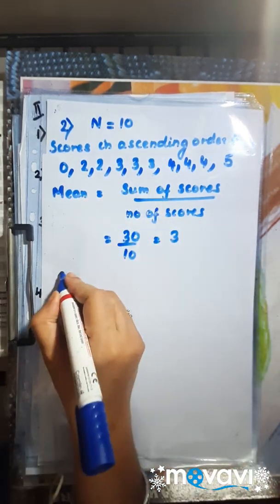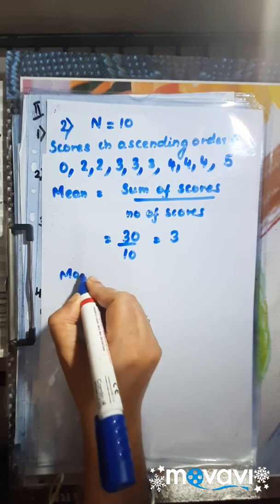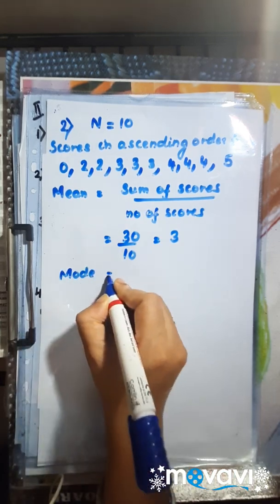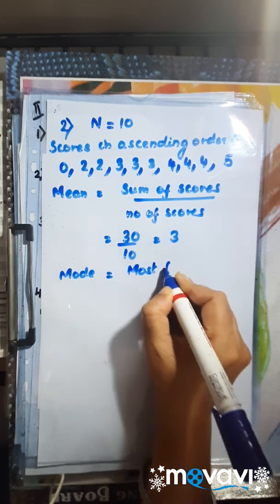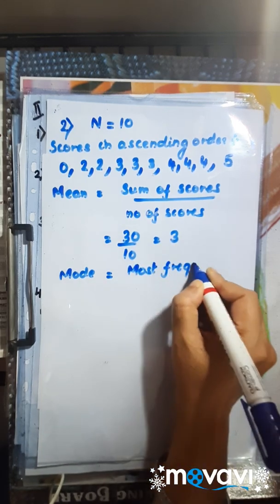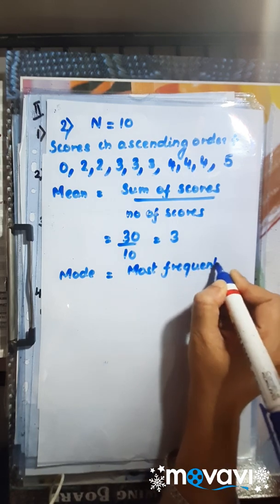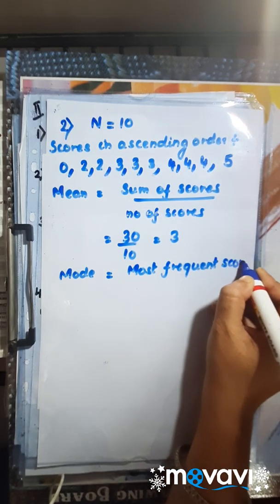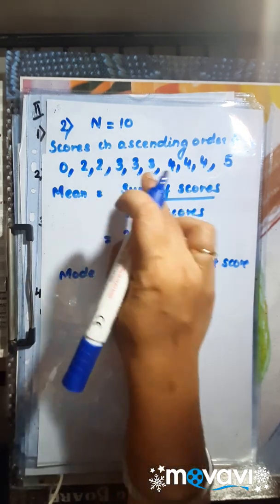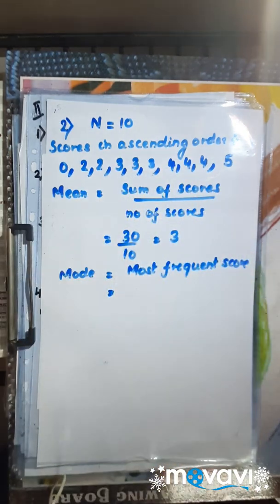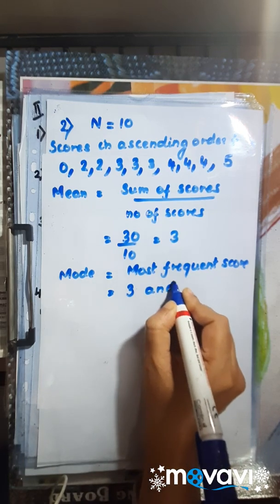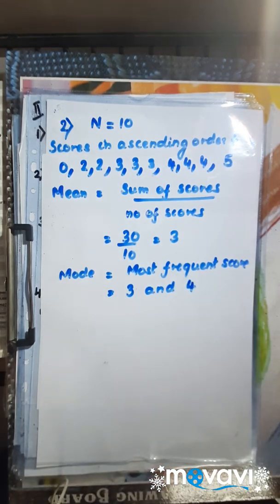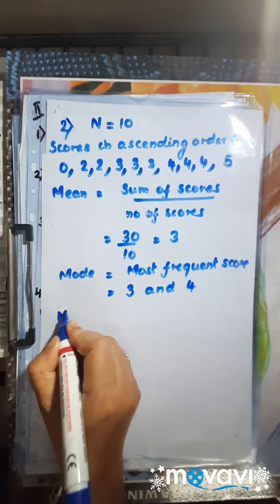Now mode. Most frequent score. 3 is there 3 times, 4 is also there 3 times. So we can say 3 and 4. Okay. Now, median.